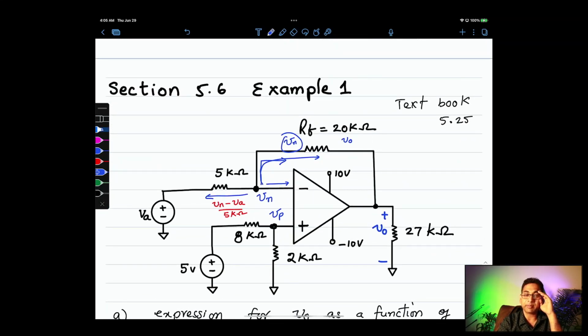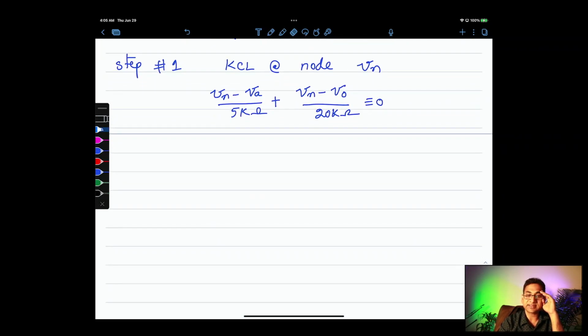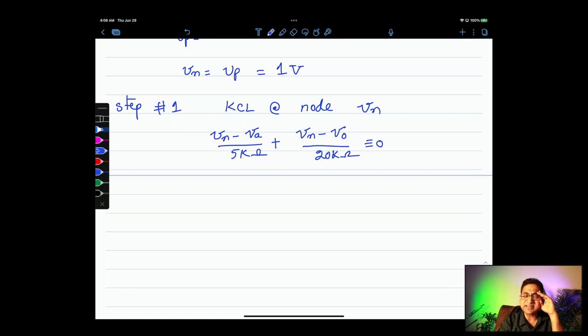So now all of that should equal 0 according to KCL. Okay, let us see if we can fix this. It's easier to multiply the whole thing by 20k. So 20k by 5, we have a factor of 4 times Vn minus Va. I'm going to replace Vn with a value of 1, no prizes for guessing, plus 1 minus Vo equals 0. So you simplify this expression, 5 minus 4 Va will be your V output.